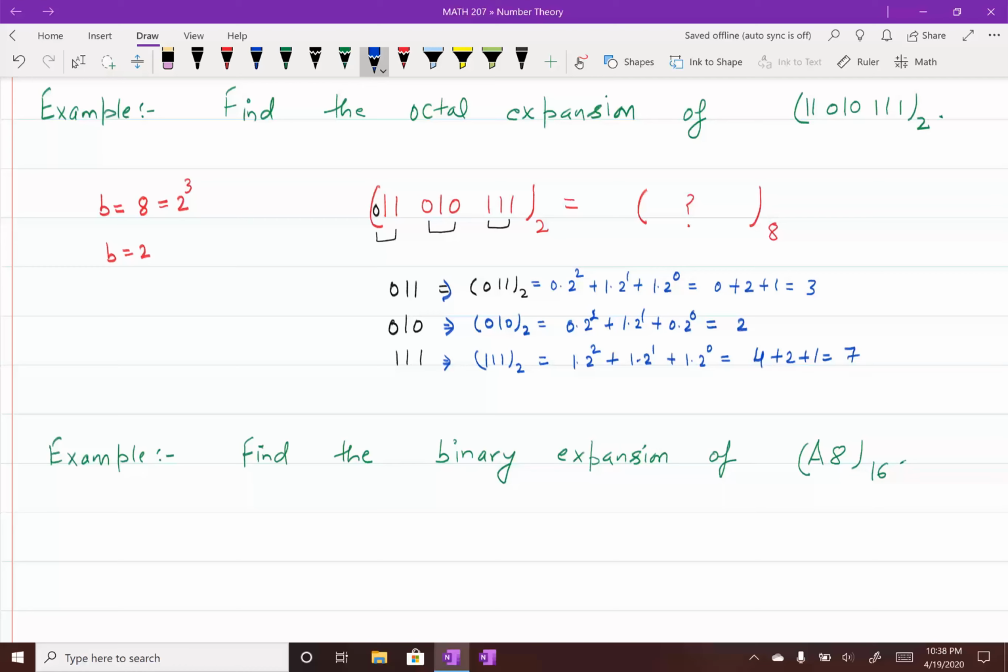Since these groups appear in the binary expansion from left to right, 0 1 1 is a representation of 3, 0 1 0 is a representation of 2, and 1 1 1 is a representation of 7. So you put them from left to right in your octal expansion. The first is 3, then 2, and then 7. So the octal expansion of 1 1 0 1 0 1 1 1 with base 2 is equal to 3 2 7 with base 8.